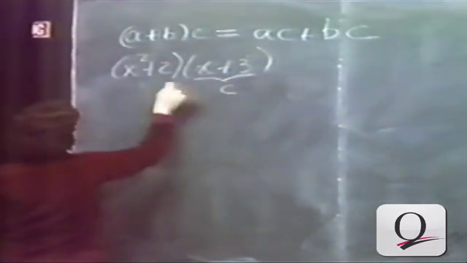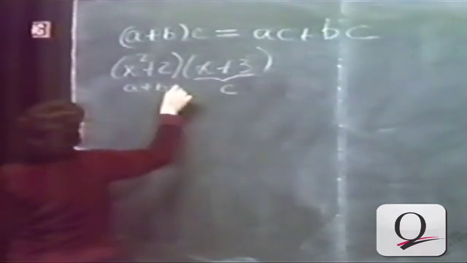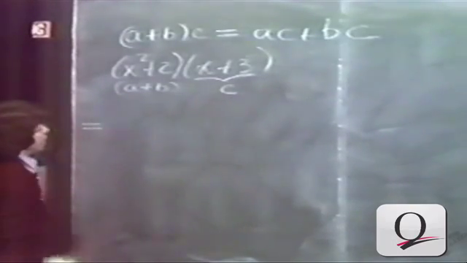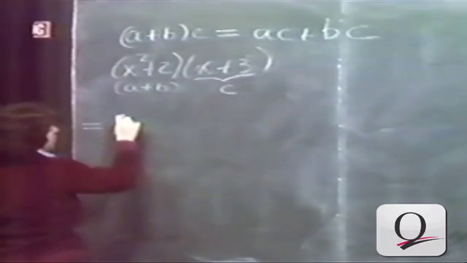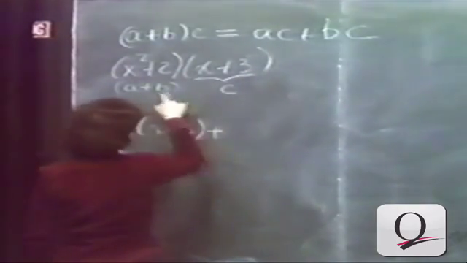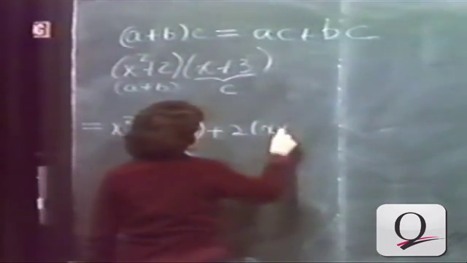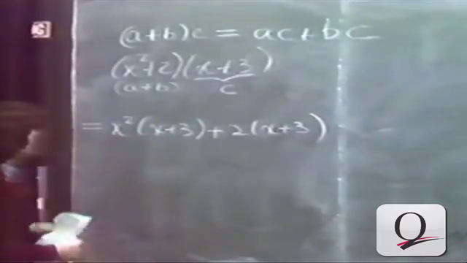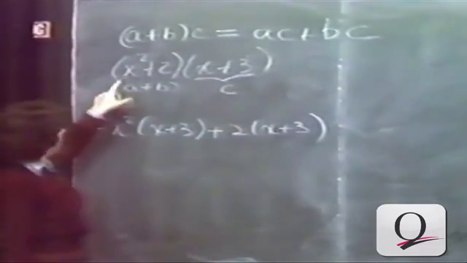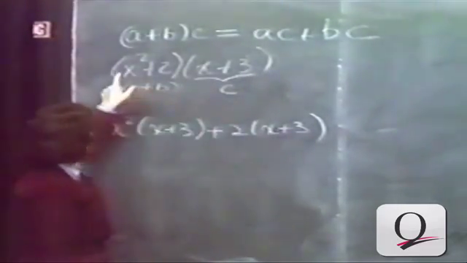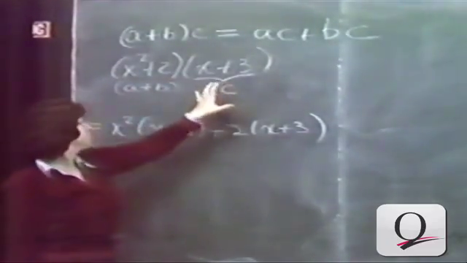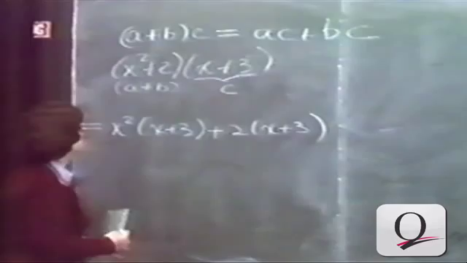This is like a plus b times the c. Okay, accordingly we will get a times c, that is x squared times x plus 3, plus b times c, 2 times x plus 3. See if you follow that. We pretend that x plus 3, that's all c. It's going to be a plus b times c, a times c plus b times c, x squared times x plus 3 plus 2 times x plus 3.